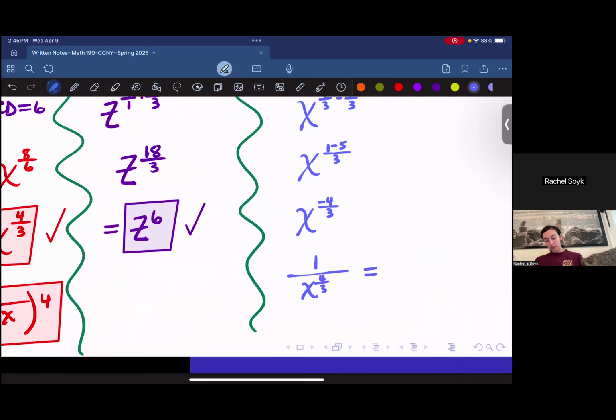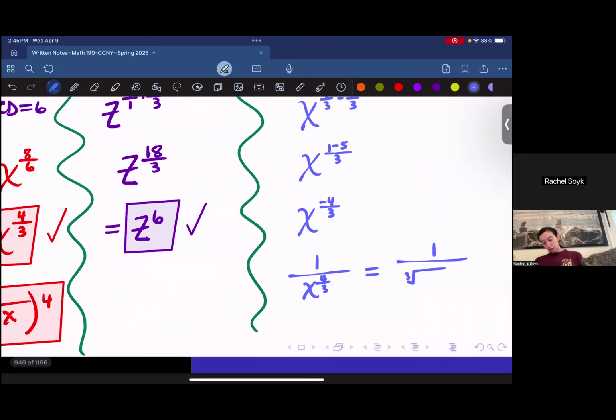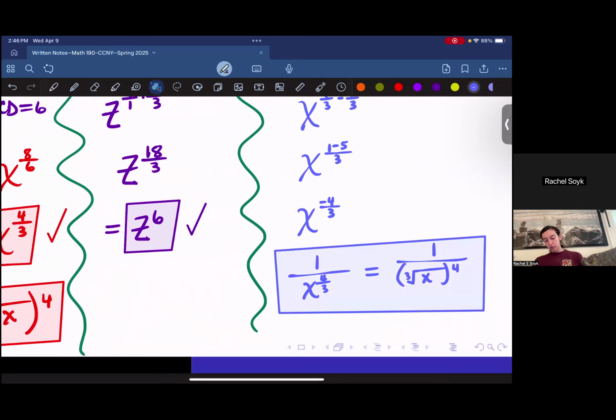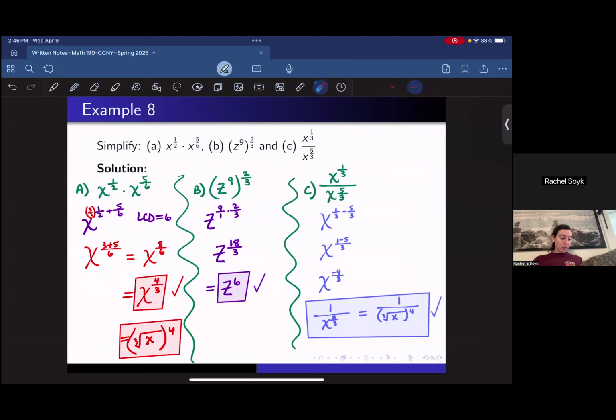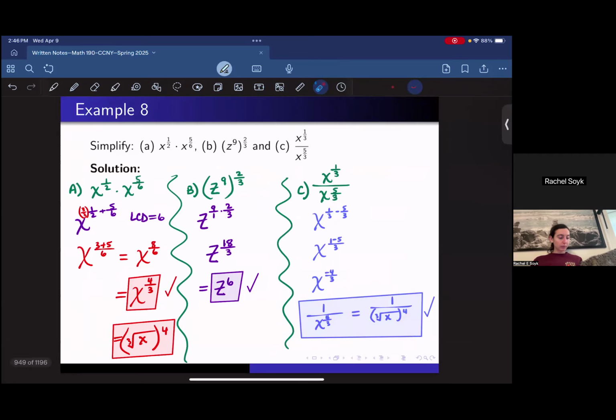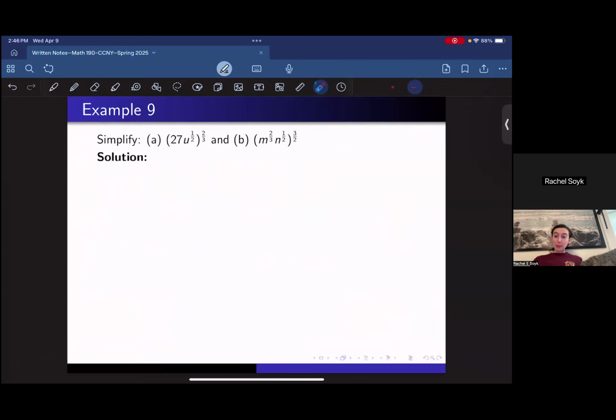And then if we wanted to put it into root form, 1 over the cube root of x raised to the fourth power. So either of these results are fine. If they specifically ask you to put it into rational exponent form, then you want to do that first one. If they ask you to put it into radical expression form, then we have that second one. Right? Let's do some more examples together. Really just trekking through it all.